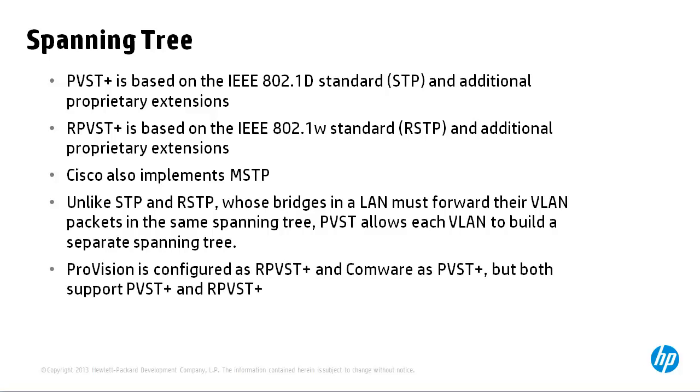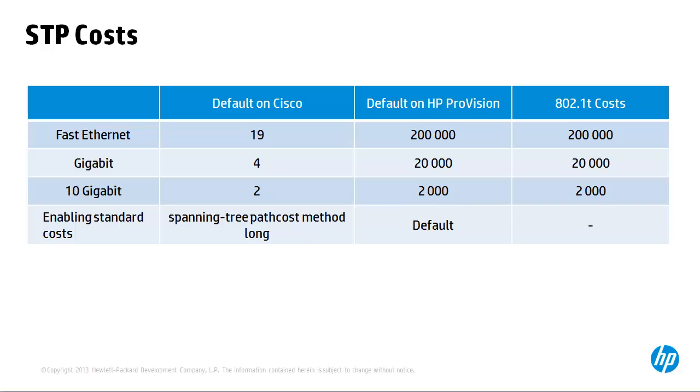ProVision switches are configured to use rapid PVST and Comware to use PVST, but both operating systems support PVST and rapid PVST. Be aware that Cisco switches, when running PVST or rapid PVST, do not implement the industry standard costs. The defaults on Cisco switches are 19 for fast Ethernet, 4 for gigabit, 2 for 10 gigabit, whereas the industry standard is 200,000, 20,000, and 2,000.